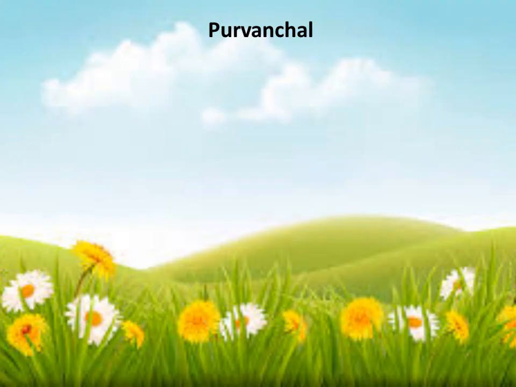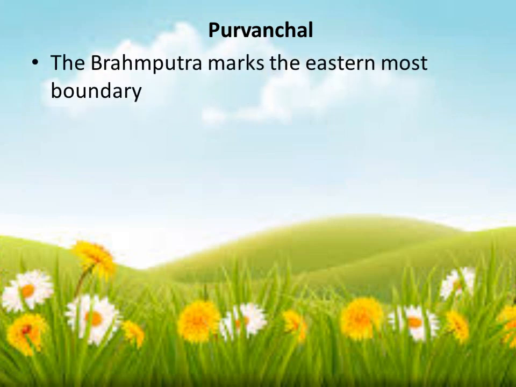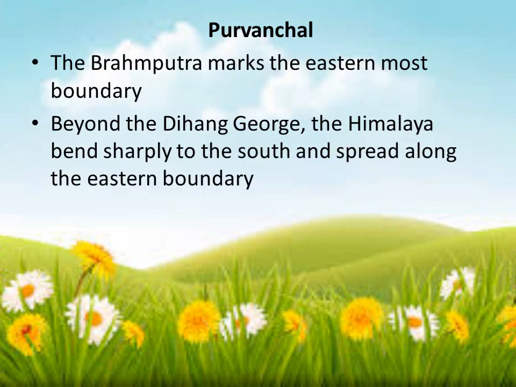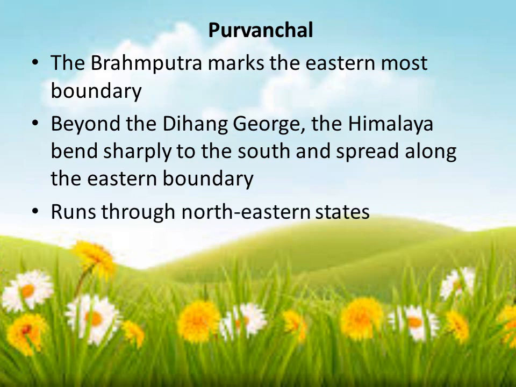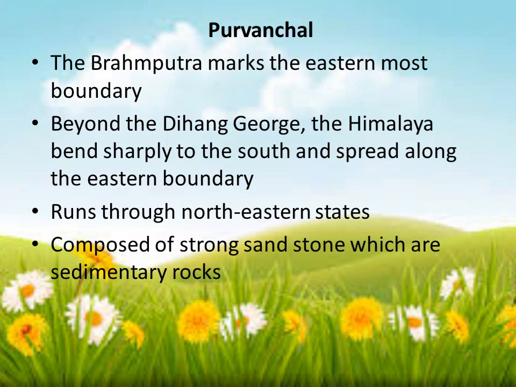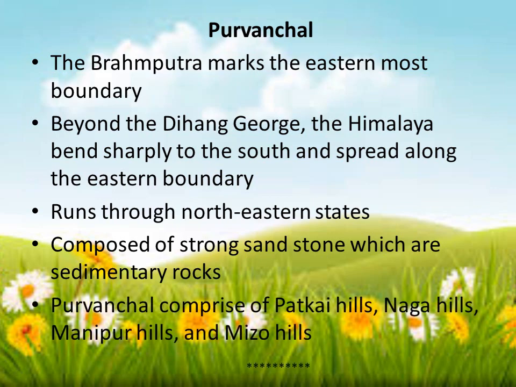Purvanchal. The Brahmaputra marks the easternmost boundary of the Himalayas. Beyond the Dhiang Gorge, the Himalayas bend sharply to the south and spread along the eastern boundary of India. They are known as Purvanchal or the Eastern Hills and Mountains. These hills, running through the northeastern states, are mostly composed of strong sandstones, which are sedimentary rocks. The Purvanchal comprises the Patkai Hills, the Naga Hills, Manipur Hills, and the Mizo Hills.